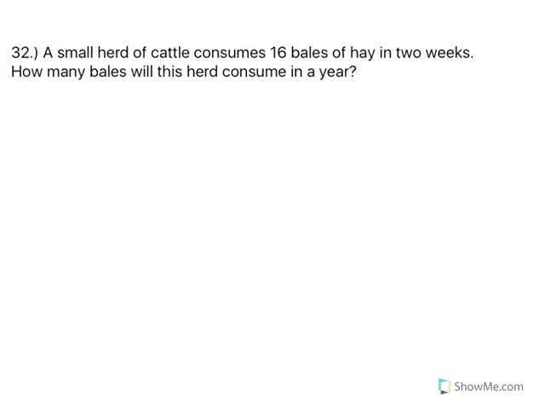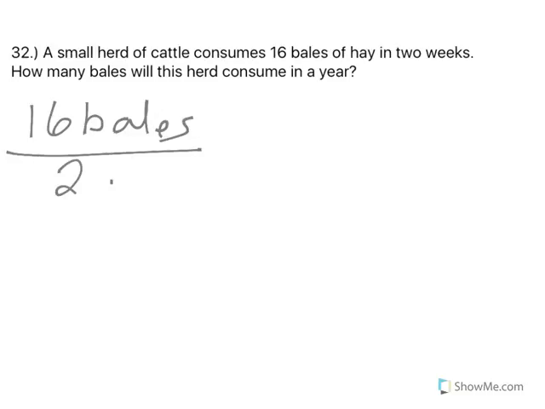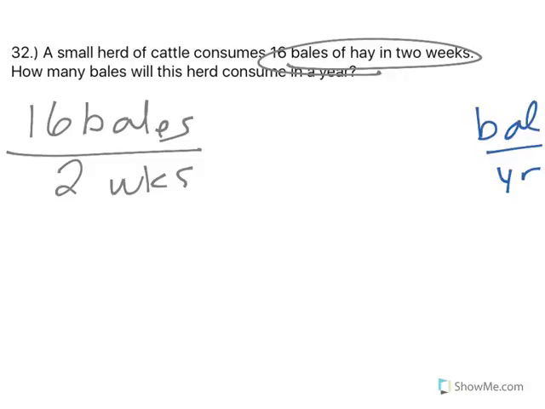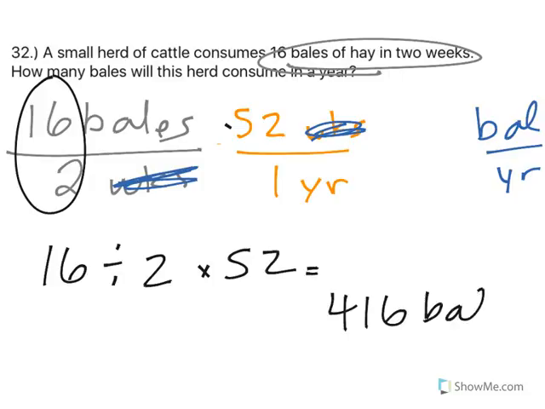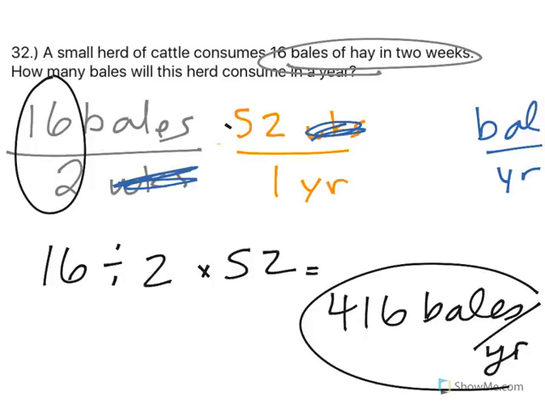A small herd of cattle consumes 16 bales of hay in 2 weeks. So that's what we're given. How many bales will this consume in a year? So we're looking for bales per year. Okay, so I don't need to change the top, I only need to change the bottom, and I need to get rid of weeks. Well, I know there are 52 weeks in 1 year. So weeks cancels out with weeks, and now I'm good. So you'll notice I have 16 over 2, so that's 16 divided by 2. 52 is in the top, so I multiply by 52, and I end up with 416 bales per year for these cattle.